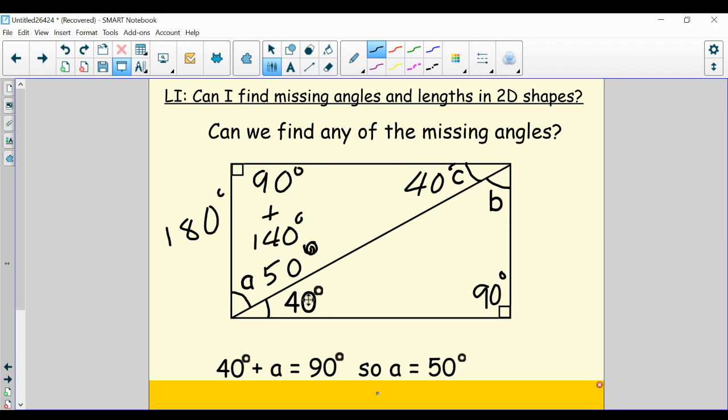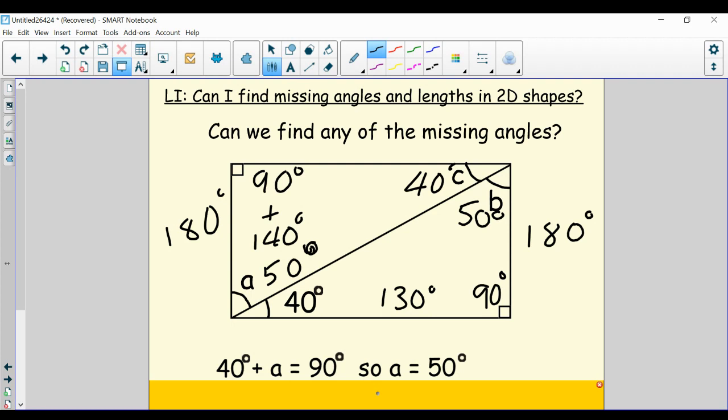Let's look at what I know already. I've got a 40 and 90. If I add them together, it gives me 130. Now I need to try and think what will complement the 130 to make 180, because the internal angles always make 180. So we can count forward in tens. So start with 130 in my mind, 140, 150, 160, 170, 180. That was counting 5 jumps of 10. So the missing angle must be 50.